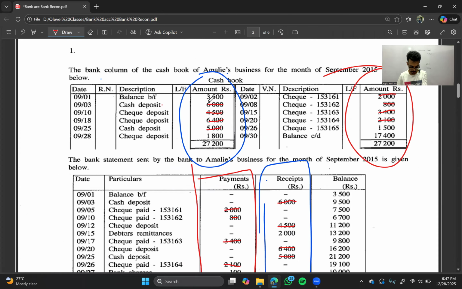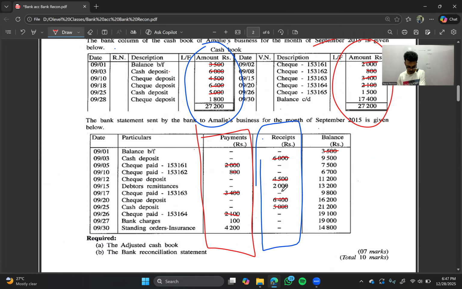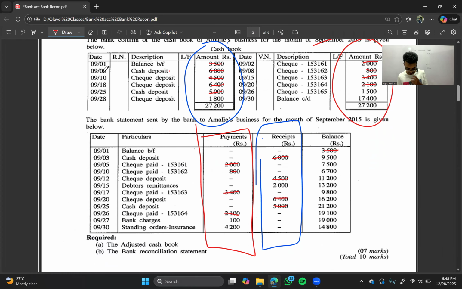Okay, now there are unpresented items, right? Now I can say that some unpresented items are there. The debit side of the cash deposit is 2,800, but you can't see that in the receipts column of the statement. In the credit side of the bank account, there is 1,500, but you can't see that in the payments column. And in the payments column, you have bank charge and standing order. You can't see that anywhere in the bank account.